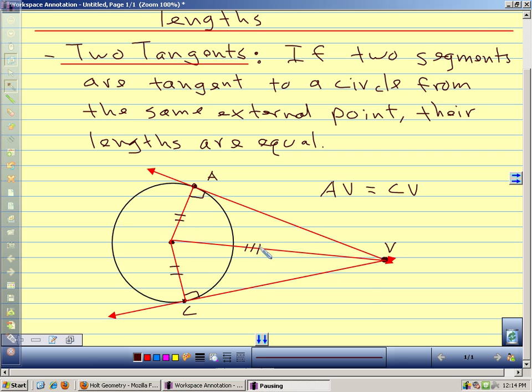Drawing another radius divides this into two triangles. Circle problem turns into a triangle problem. Isn't that always how it works? If we have two tangents, yes. Okay. All right. So two tangent segments, if they're tangent to a circle from one point outside the circle, their lengths are the same. So that's our first rule.